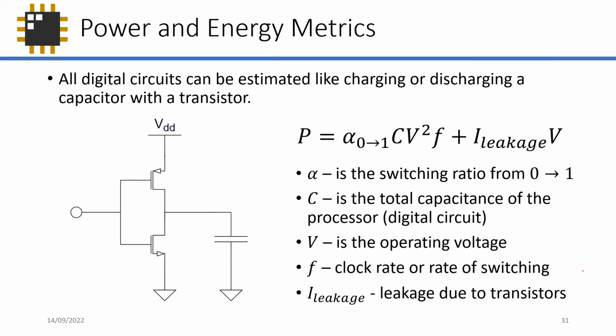Okay, so there's one more metric, which we call the power and energy metrics. All digital circuits can be estimated like charging or discharging a capacitor with a transistor. I won't be going into detail anymore, but this is the way we measure power and energy. Power is important because it's indicative of how much heat we are dissipating, and energy is indicative of how much energy we are actually consuming to process information.